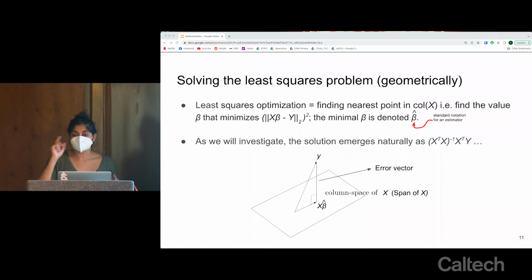We can think about it using what we just learned about the matrix and the span of the matrix. You have what is called here the column space of x, which is what I was just talking about, the possible xb outputs. And you have your y vector, and essentially what you're trying to find is this beta hat, which minimizes the perpendicular error, because this is the mapping of y onto this span of x, and your error is going to be orthogonal to that, and this is what you want to minimize.